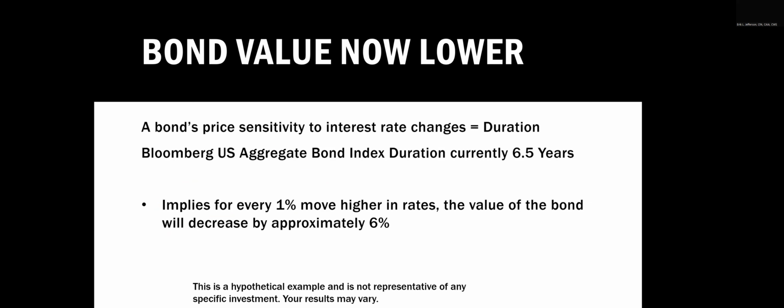And to give some context, the benchmark for US bonds or fixed income is the Bloomberg US Aggregate Bond Index. That currently has a duration of 6.5 years. And that implies for every 1% move higher in interest rates, the value of the US Aggregate Bond Index is going to decrease by approximately 6%.